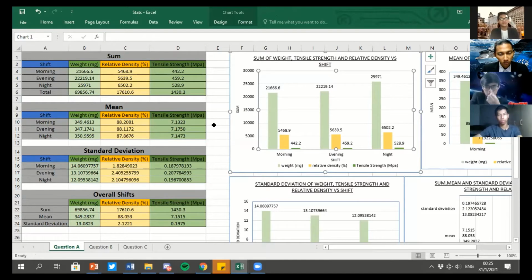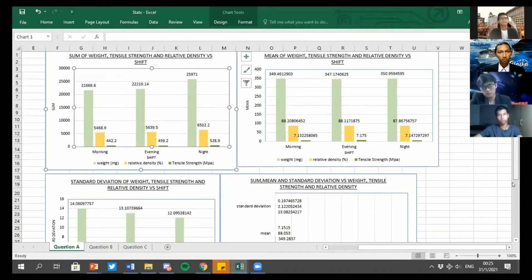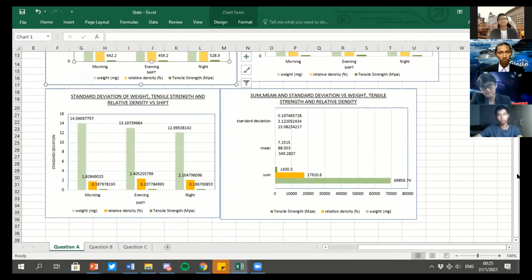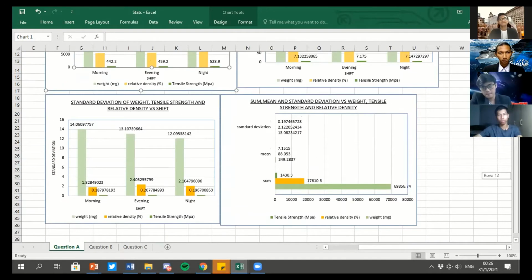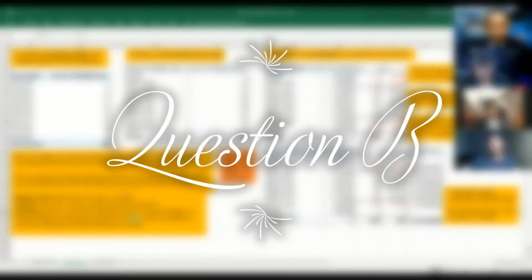From the 3 shift tables plotted, we can summarize it into another 4 tables, which are the sum, mean, standard deviation, and the overall shift for the weight, relative density, and tensile strength. To get a better view, the data is sorted in graphical method. We move to question B.